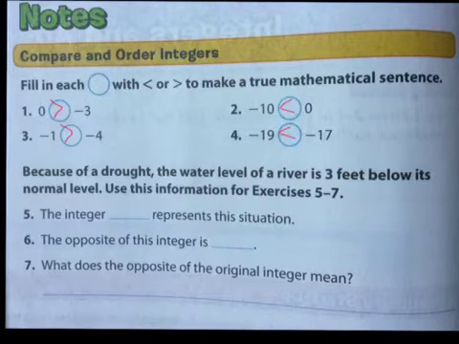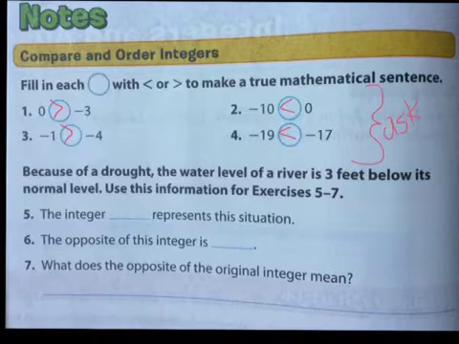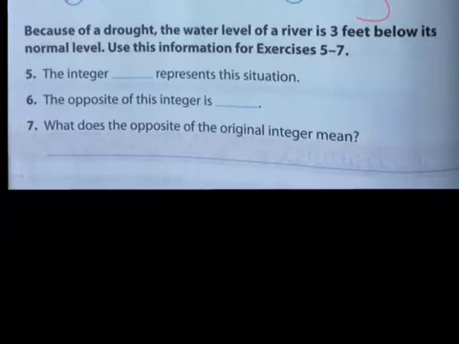If this doesn't make sense to you, please ask me. Ask it when you come to class, and we will work on this together. Continuing. For the next question, we're going to talk about the word drought.